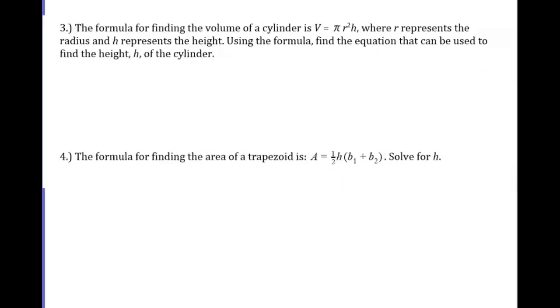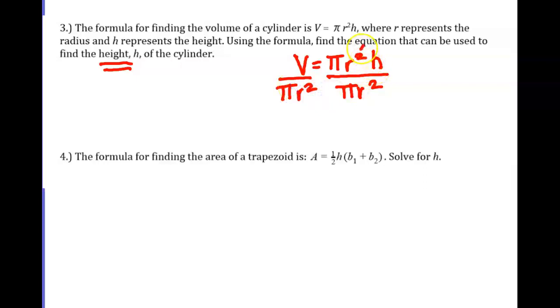The formula for finding the volume of a cylinder is V equals pi r squared h, where r represents the radius and h represents the height. Using the formula, find the equation that can be used to find the height h of the cylinder. So all we're doing in this word problem is solving for h. V equals pi r squared h looks complicated, but we're isolating the variable h, and we can do it in one step. All we have to do is divide by pi r squared.